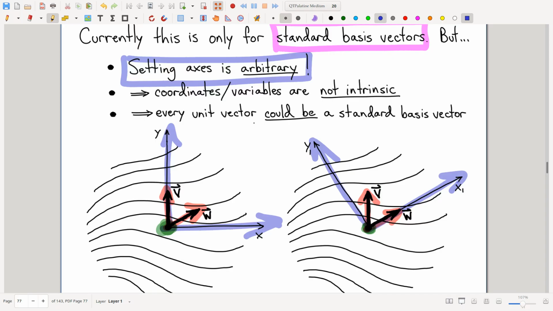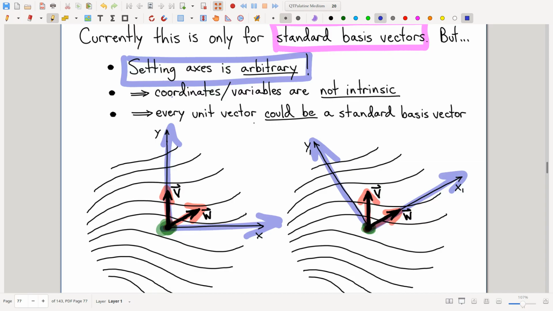So in the left choice, V is a standard basis vector. Let's assume they're unit vectors. But if I just set my axes up differently, like on the right, now it's not a standard basis vector. And likewise, W on the left is not a standard basis vector. But if I set up my axes differently, now on the right, W is a standard basis vector.